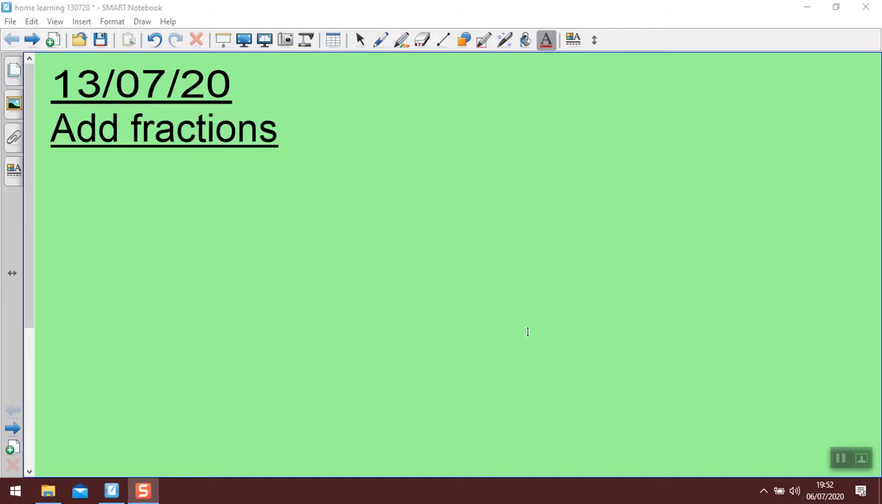I absolutely love fractions and I absolutely love prepositions, and that's what we're going to be doing this week. I know how happy you are about this. Okay, let's get started. Today we are going to be adding fractions. Let's have a look at the first one.